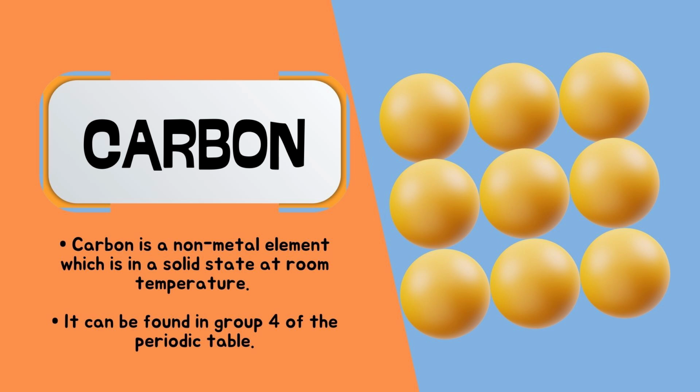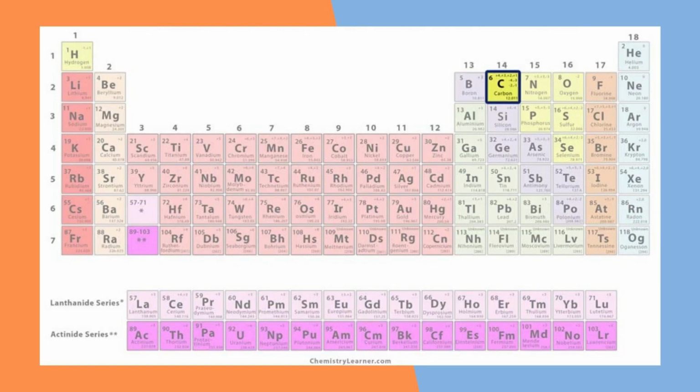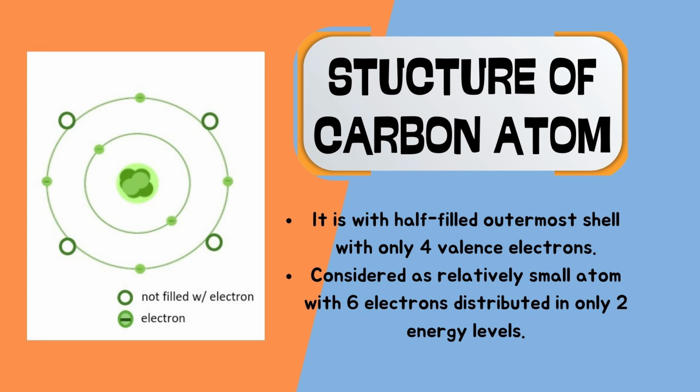Why do we say that carbon belongs to group 4A of the periodic table? Because it has 4 valence electrons, or 4 electrons in its outer shell. To help you visualize where carbon is located in the periodic table, in case you don't have one, we have here a picture. Carbon belongs to group 4A, also known as the carbon group. This group also includes elements like silicon, germanium, tin, and lead. Now, let's proceed to our next slide.